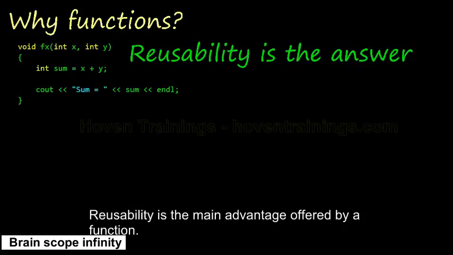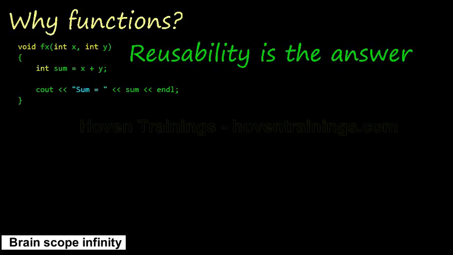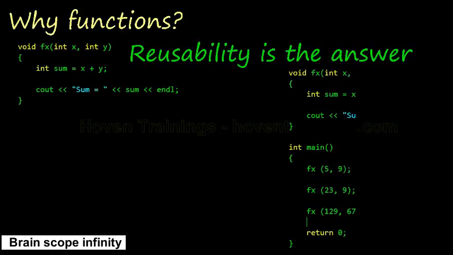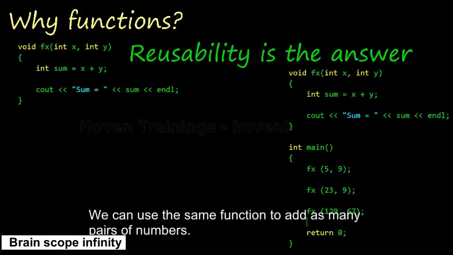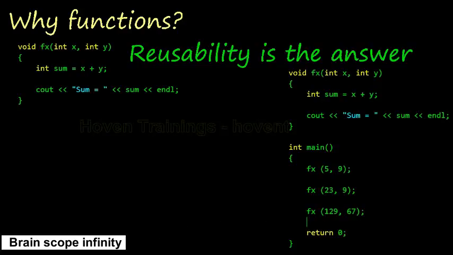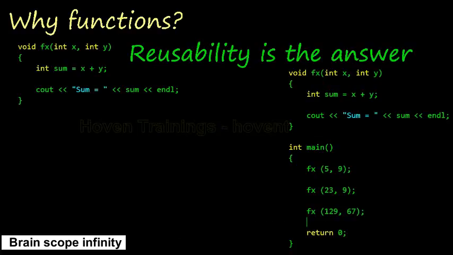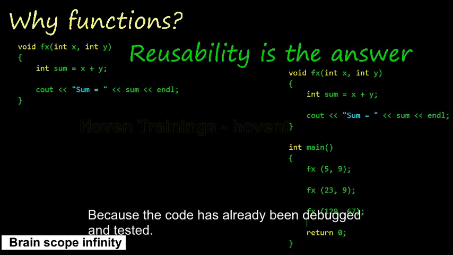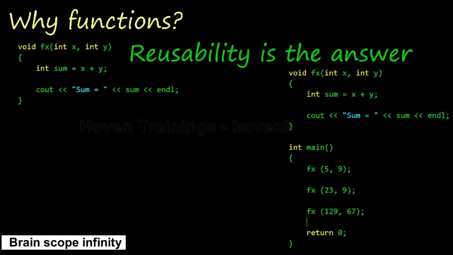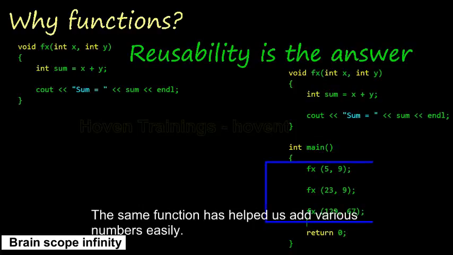Reusability is the main advantage offered by a function. We can use the same function to add as many pairs of numbers. Most importantly, we can be sure about the correctness of results, because the code has already been debugged and tested. The same function has helped us add various numbers easily.